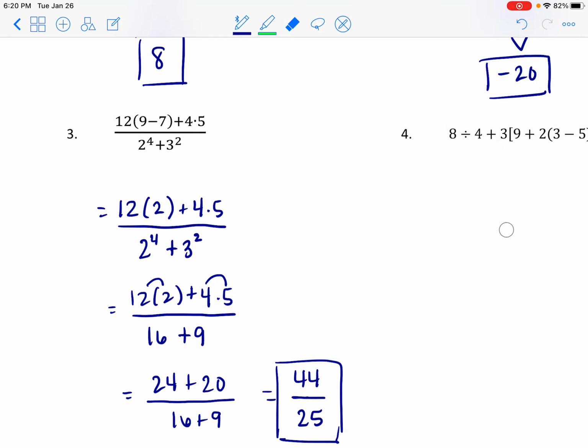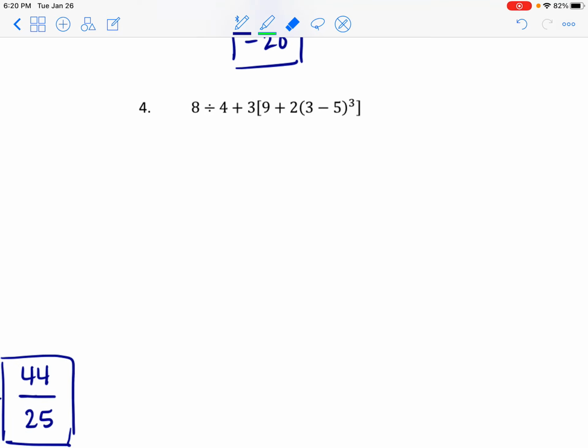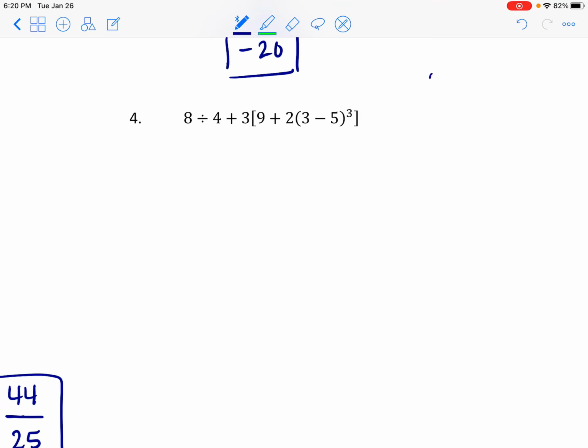All right, next one. Got a lot going on in this problem. So let's use the checklist. Okay, inside of our grouping symbols first, we have 2 sets of grouping symbols. We have brackets and we have parentheses. So we're going to work on the innermost ones first. So I'm just going to bring all this down.